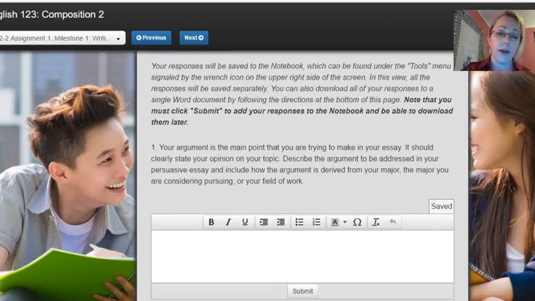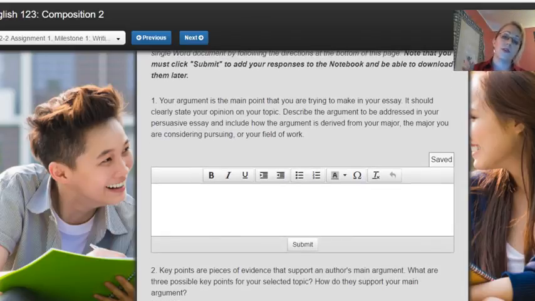Alright, so our first question, our first prompt is, your argument is the main point that you're trying to make in your essay, and it should clearly state your opinion on the topic. So we want to say, what is the main point? What is your stance? So for my example, where I'm talking about how text lingo isn't all that great in a classroom, I'm going to say my topic, but I'm also going to clearly say my opinion. I don't think that text lingo has a place in academic classrooms. So clearly say what your topic is and what your opinion is.